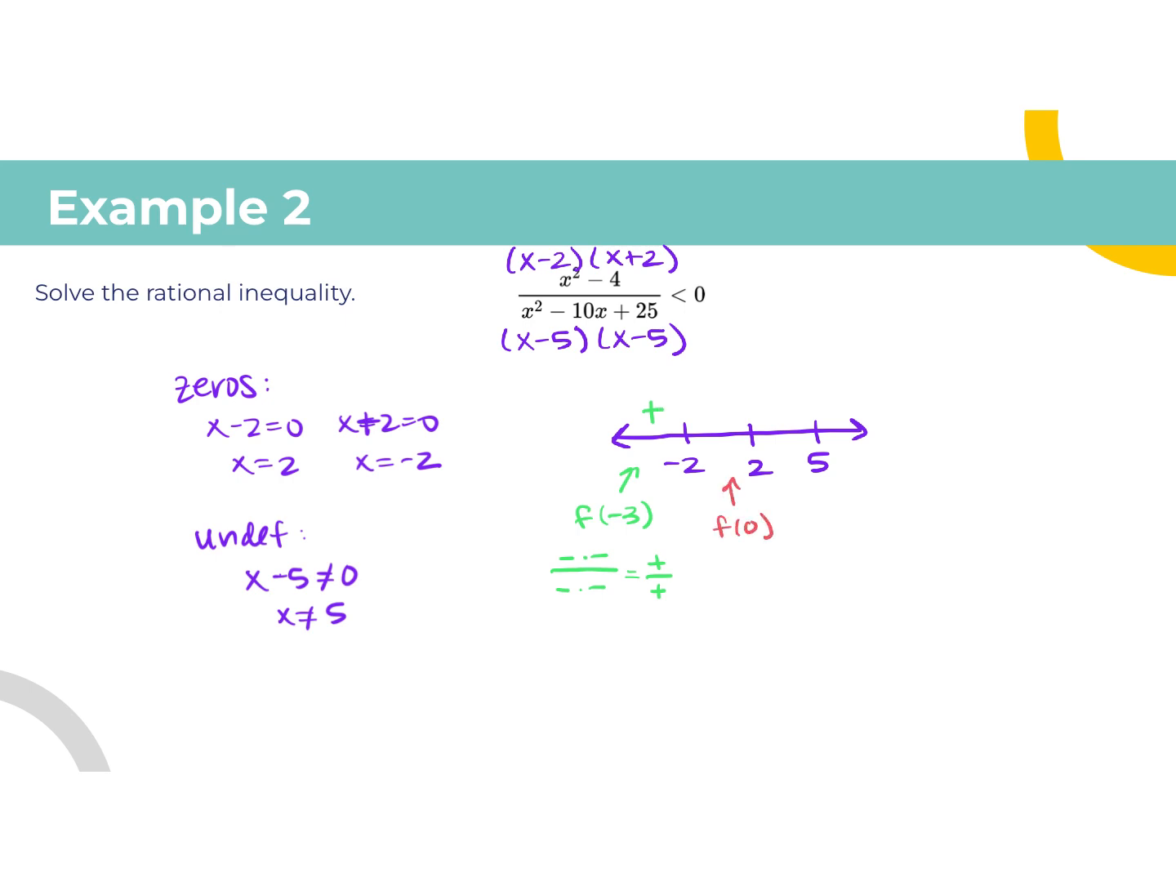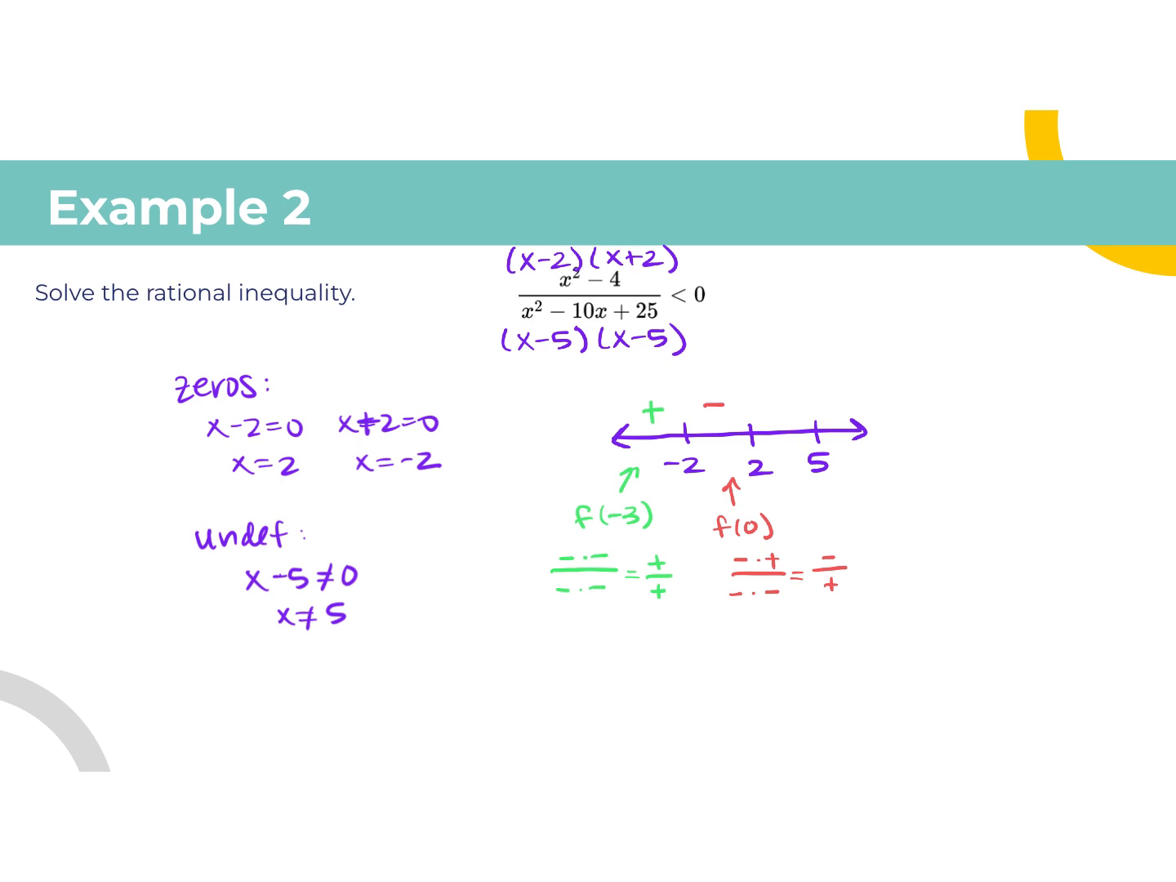For my second interval, I'm going to plug in 0. If I plug in 0, I would get a negative times a positive in my numerator. In my denominator, I would have a negative times a negative. That would end up with a negative over a positive, which gives me a negative interval.